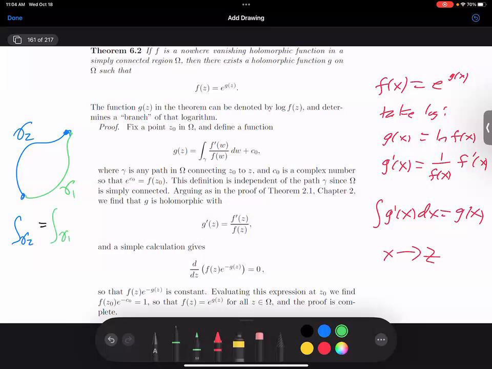So I can take any path from some starting point to z. If I choose my starting point here to be z naught, and I choose z, it doesn't matter what path I take to get there. And that's why this is going to be well defined. It doesn't matter which path I take. If it wasn't simply connected, I couldn't do this. Most of the time when you have a theorem, all of the assumptions are needed.